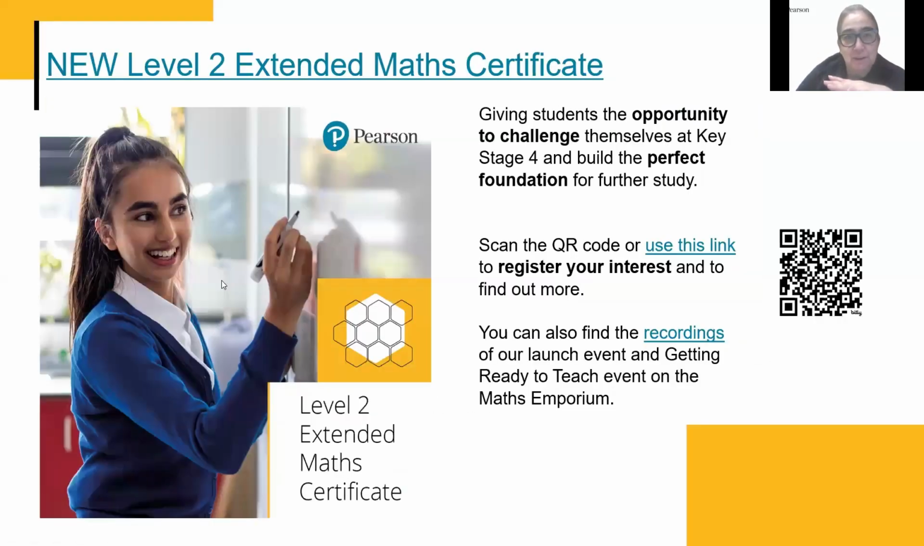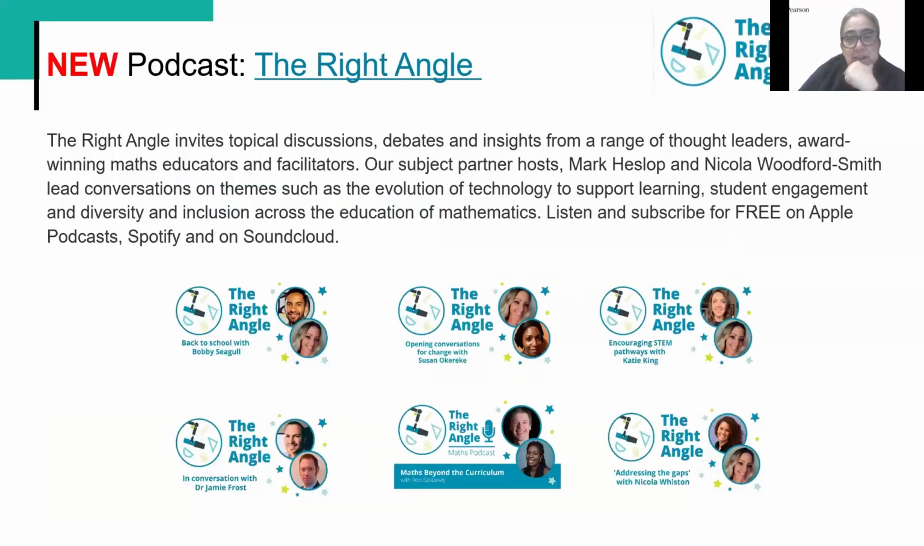So just to finish off, don't forget to have a look at, if you're into your enrichment, for some of you, the stats will be seen as an enrichment topic or qualification. The EMC, extended maths certificate, is really interesting for your high attainers at GCSE maths to push them on beyond GCSE. Again, a lovely qualification. There's also the podcast, The Right Angle, with Nick, amongst others, talking to other maths educators.